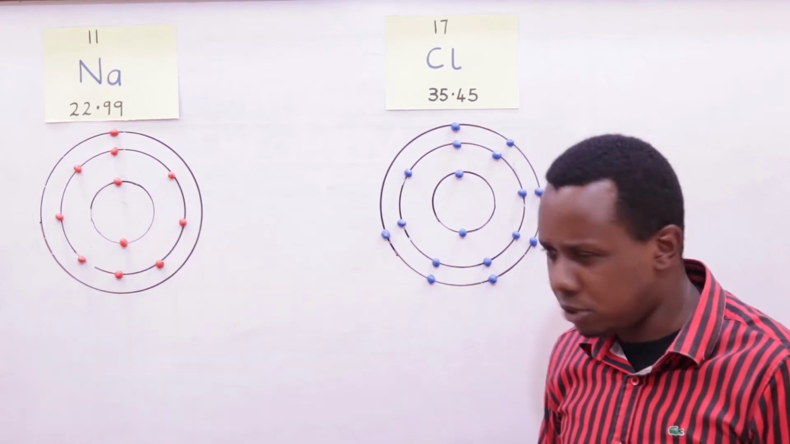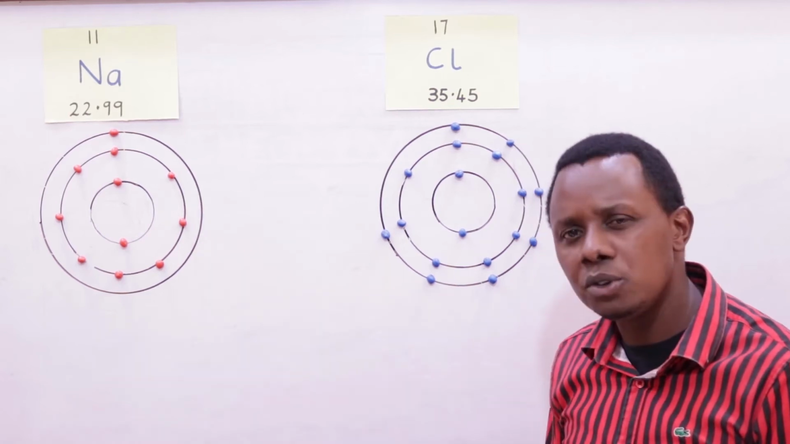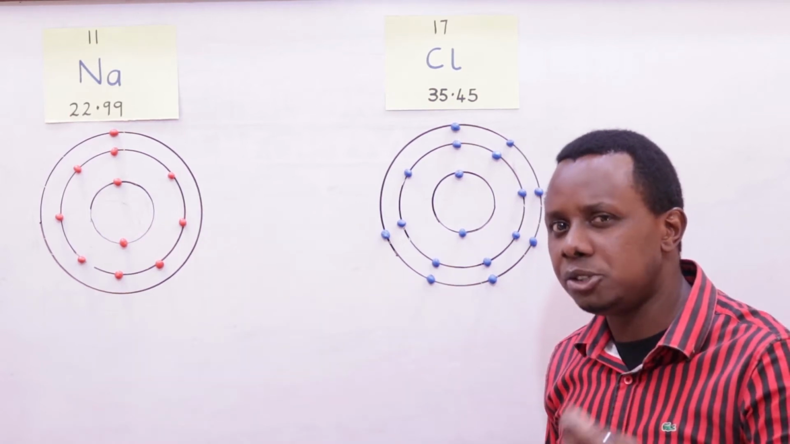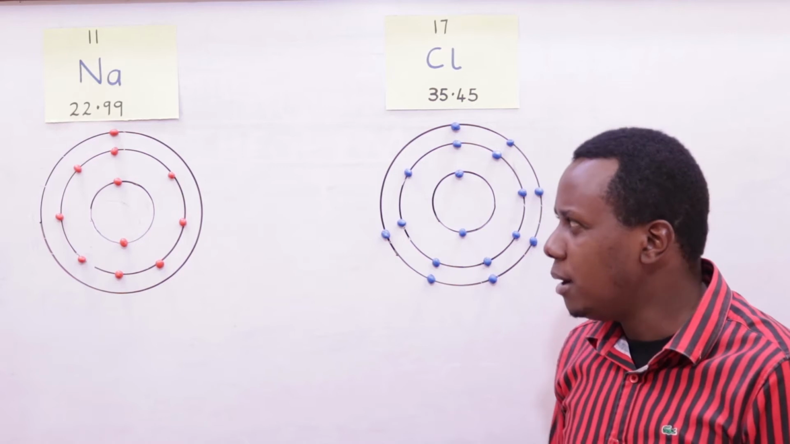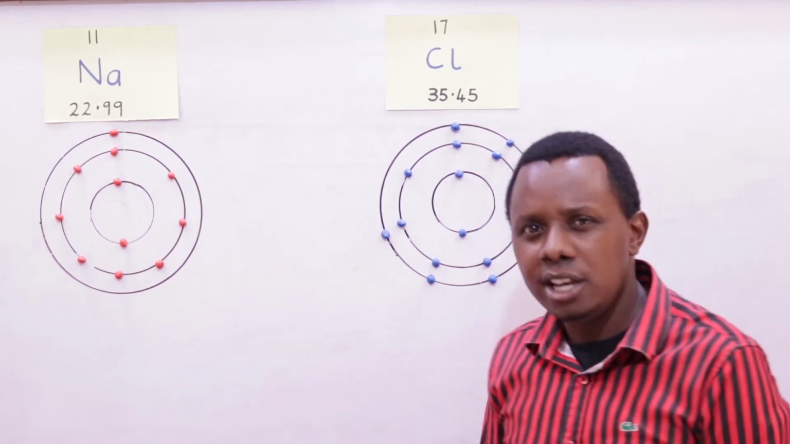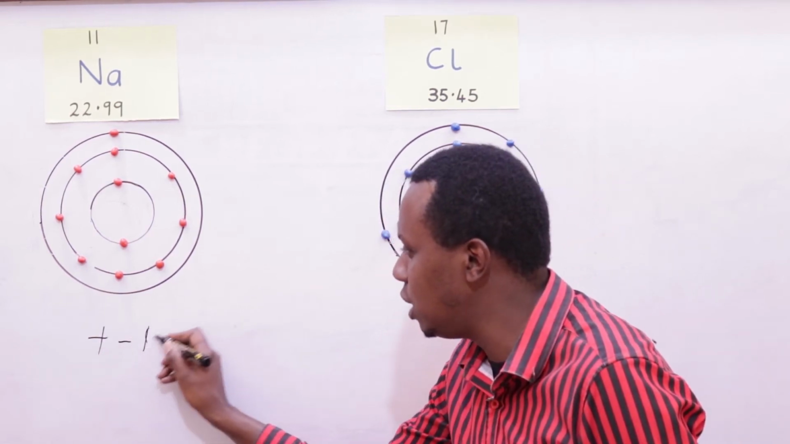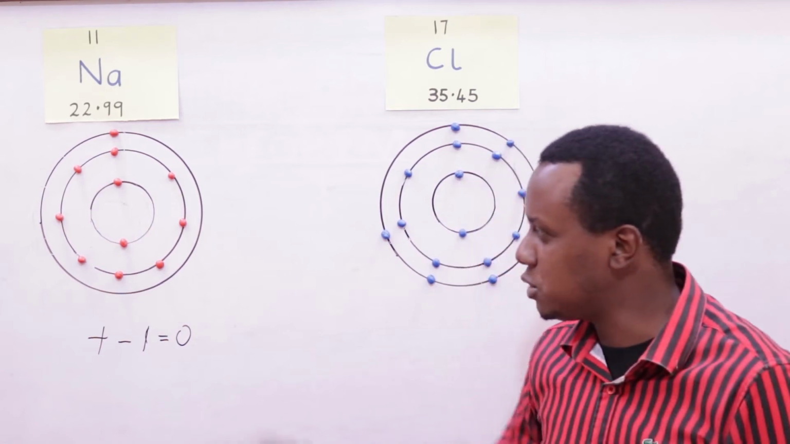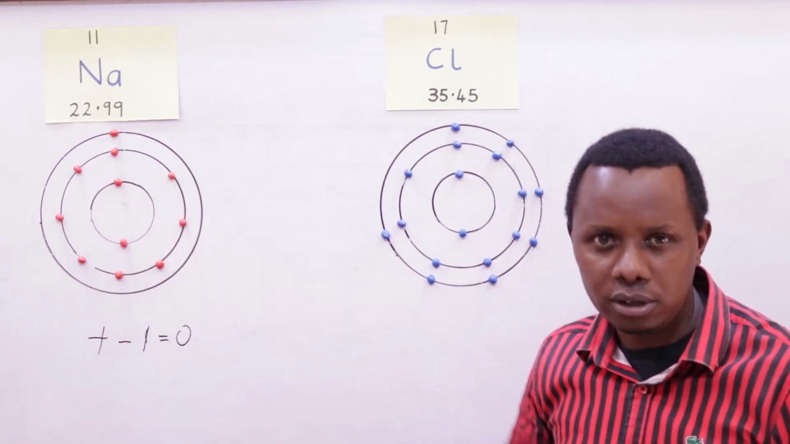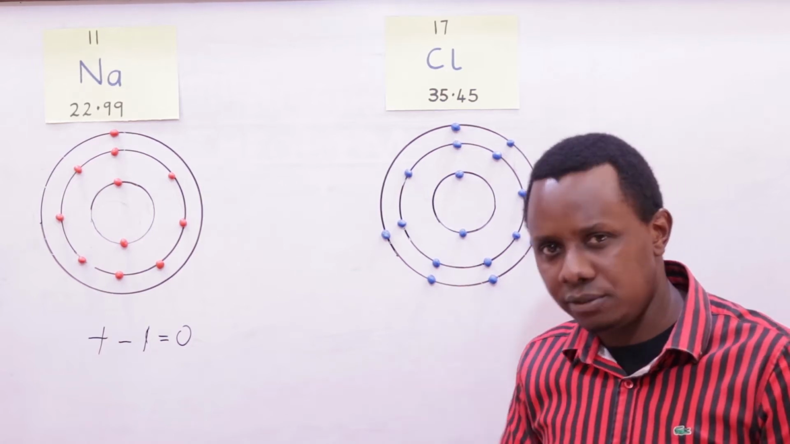Because we have 11 protons, we also have the same number of electrons. So the electrons are also 11. Remember that electrons are negatively charged. Now, when you have the same number of protons and electrons, it is kind of like having plus 1 minus 1, which gives you a 0. That's why we call these neutral. The atom is neutral. It does not have any kind of charge.